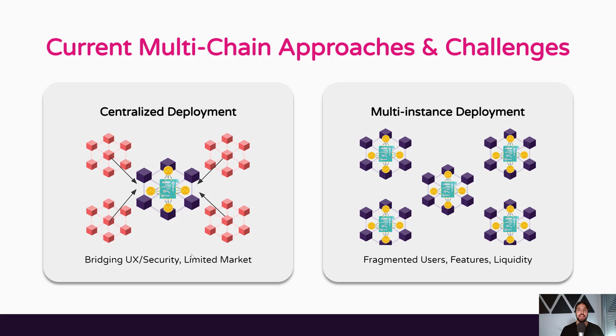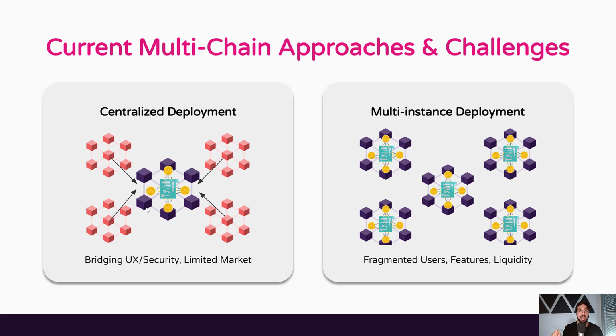And so one of the things that is happening right now is that we have two multi-chain approaches with a lot of challenges, right? We have centralized deployments where everything happens on one blockchain, and we ask users and communities to bridge assets from other blockchains into that specific blockchain. And this brings bridging UX and security concerns and a limited market, because you're only tapping into the people that want to take that approach, right?